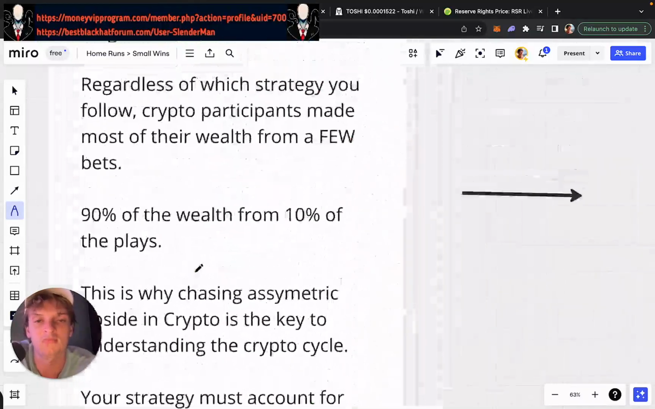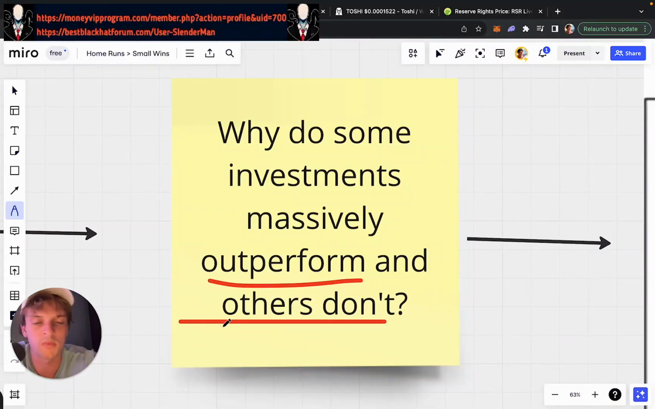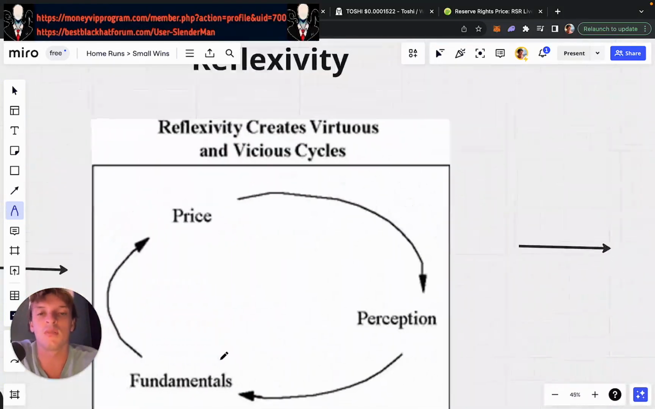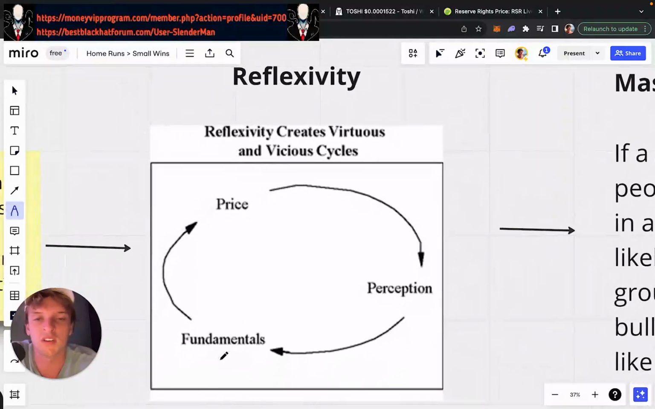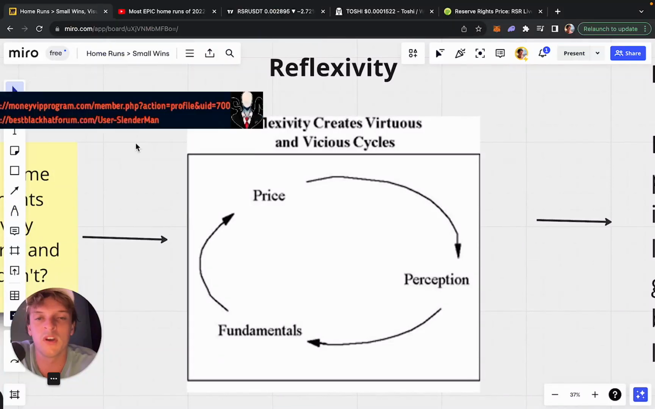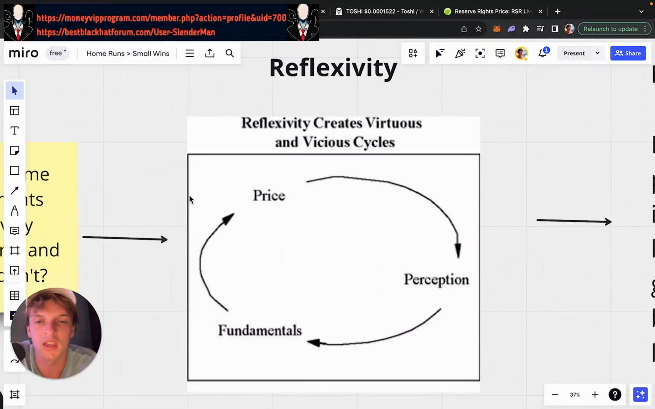Okay? So, why do some investments massively outperform and others don't? Why is crypto a place where we have home runs, and where we don't really want to focus too much on the small wins? Well, one of the first reasons is reflexivity. So, when a coin has reflexivity, it basically is a positive feedback loop which sends it absolutely parabolic.